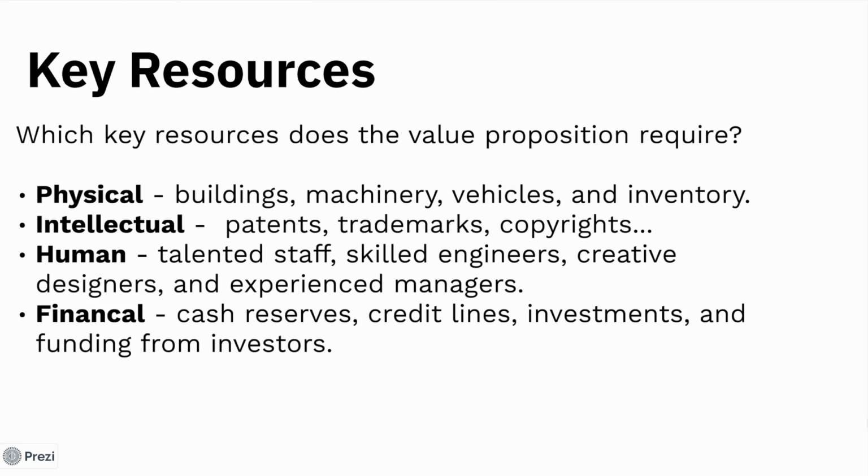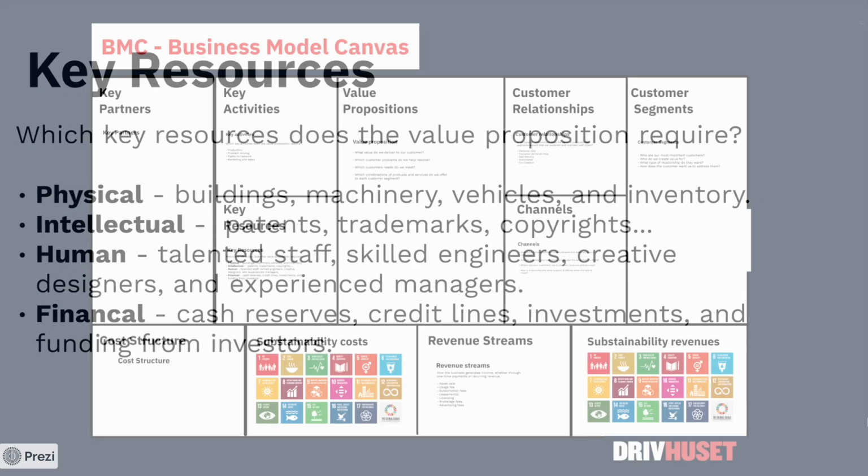Next up is key resources. What resources are needed to deliver the value proposition? Are there any physical resources, such as buildings, machinery, vehicles, or inventory? Are there any intellectual resources? That could be patents, trademarks, or copyrights. And of course, there often are human resources, such as talented staff, skilled engineers, creative designers, and experienced managers. And often there are some kind of financial resources. There might be cash reserves, credit lines, investments, and funding from investors.